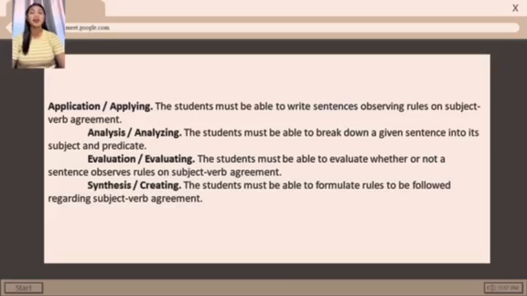Application and applying. The students must be able to write sentences observing the rules on subject-verb agreement. Analysis or analyzing. The students must be able to break down a given sentence into its subject and predicate. Evaluation and evaluating. The students must be able to evaluate whether or not a sentence observes rules on subject-verb agreement. Third, synthesis and creating. The students must be able to formulate rules to be followed regarding subject-verb agreement.